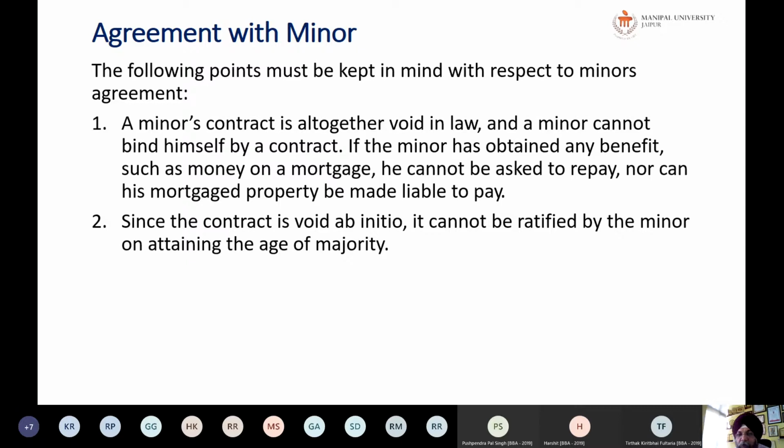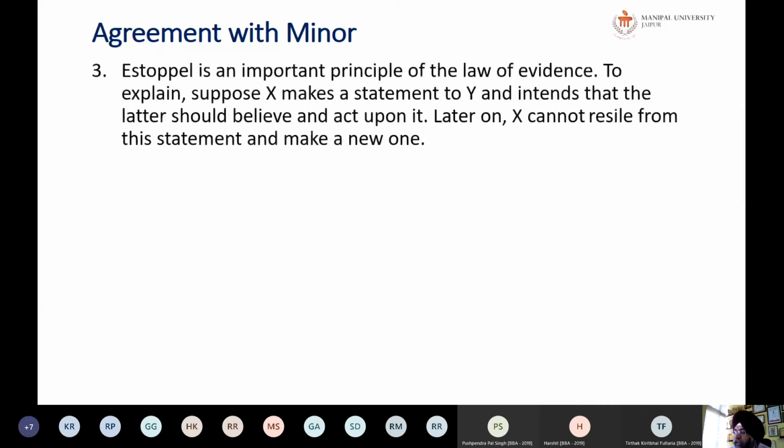Since the contract is void ab initio, meaning void from the beginning, it cannot be ratified by the minor even on attaining majority. For example, the minor has entered into a contract with a major, and no dispute has happened during the period till he became major. After becoming major, if he wants to say that the contract which I did at the age of minority may please be ratified, or the law may consider that contract as a valid one, that is also not possible. In such a case, after attaining majority, the minor has to enter into a contract again, and it will be applicable from the date of entering into the contract after attaining the age of majority only.